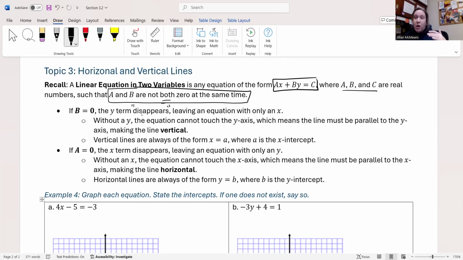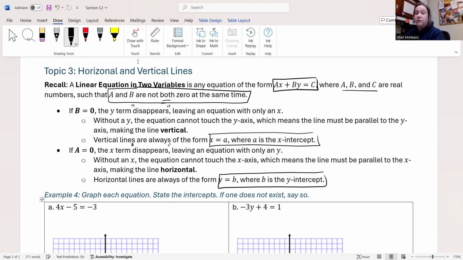So when you realize you don't have a y, you know you're vertical, but you want to know where you cross the x-axis, just solve for x. Now, if a is 0, the x term again disappears, leaving an equation with only a y. And I think I have a typo there. It should say by, not an y, but forgive me. Without an x, the equation cannot touch the x-axis, which means the line must be parallel to the x-axis, making the line horizontal. And it's all well and good to understand you're horizontal, but you need to know where on the y-axis you cross. In order to do that, solve for y. You will get y equals b, where b is the y-intercept. So this is important. Just know that when you solve for whatever variable you have, you're finding an intercept.